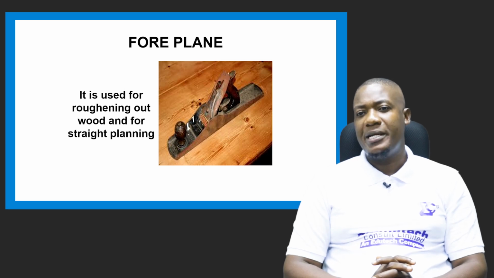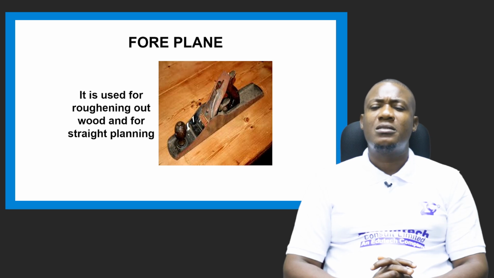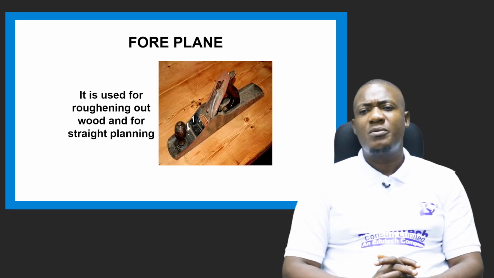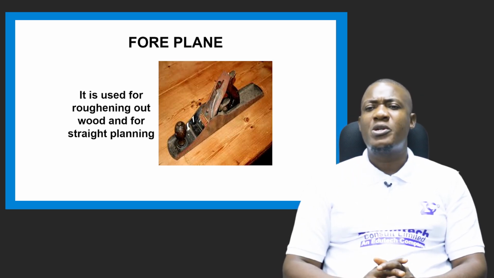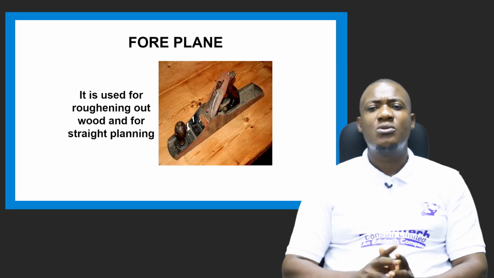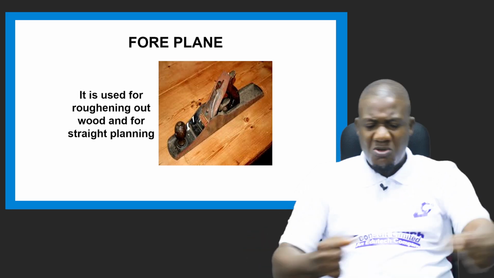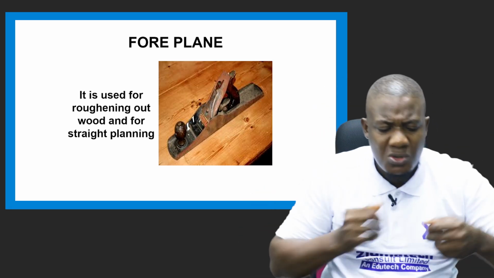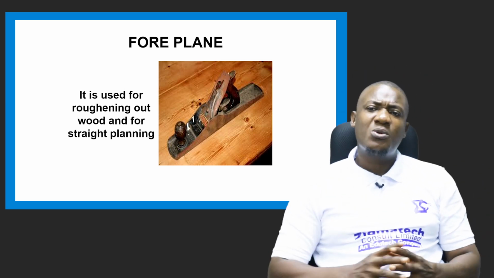This is a fore plane. This is the first plane that is used on the surface of a woodwork. This is the first plane that is supposed to be used, because this plane is used to roughen out wood. All right, the first thing you do on the surface of the wood is just use a fore plane to roughen out the wood, scrape out some shavings from the surface of the wood. That's what this plane does.